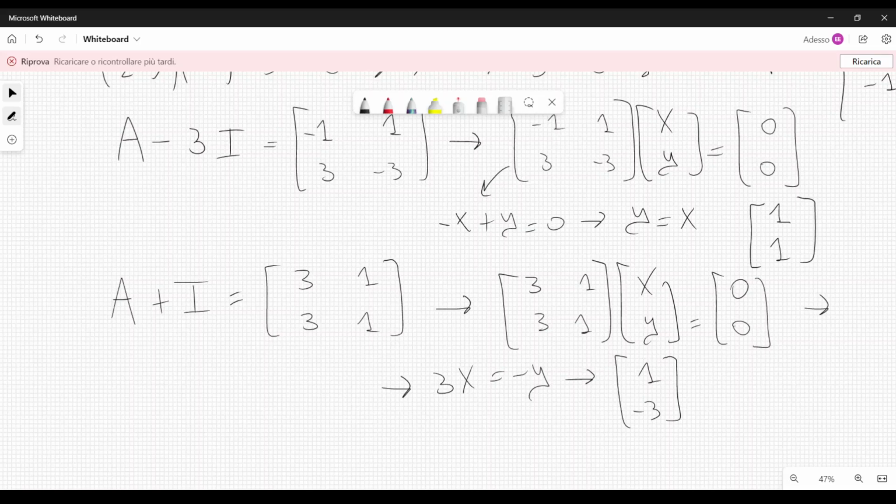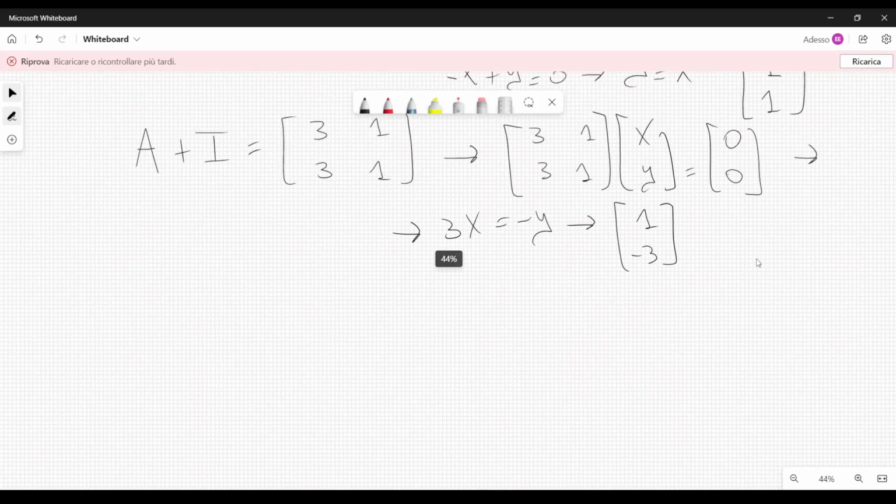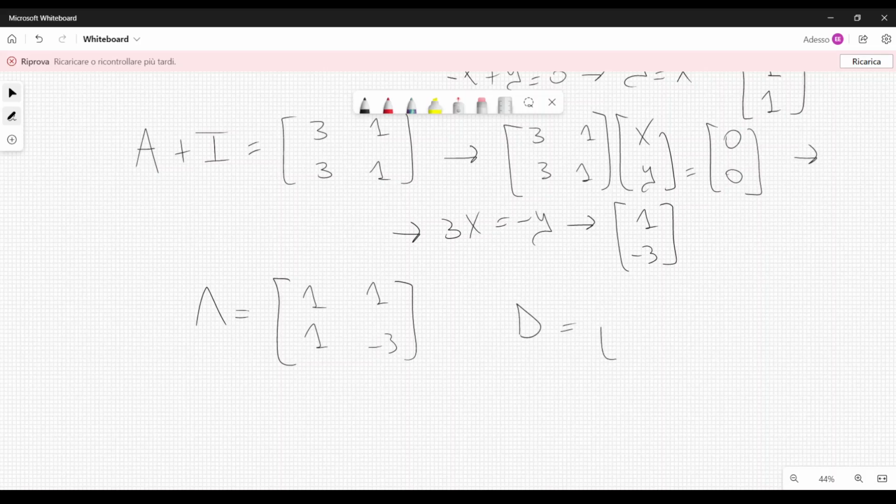So our matrix lambda is simply given by two columns, and these two columns contain the two eigenvectors that we just found. So we have 1, 1, 1, minus 3. And our diagonal matrix would be the matrix 3, 0, 0, minus 1. And we know that we also need lambda inverse. How do we calculate lambda inverse?